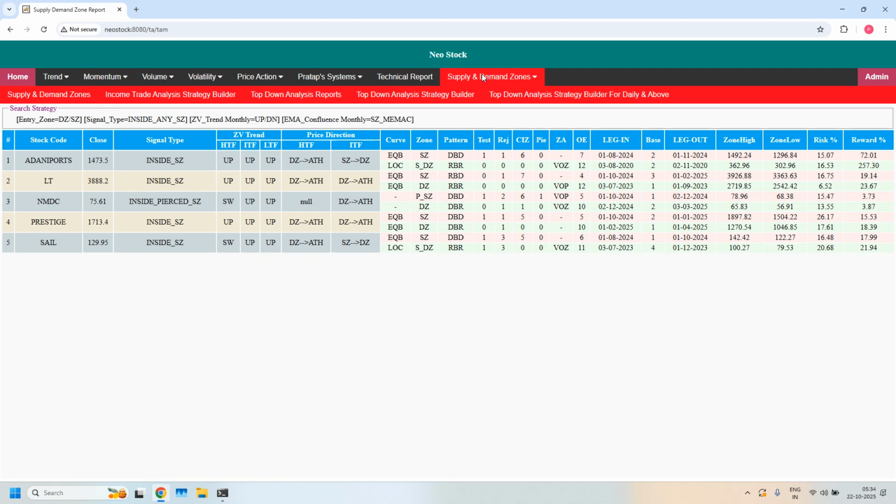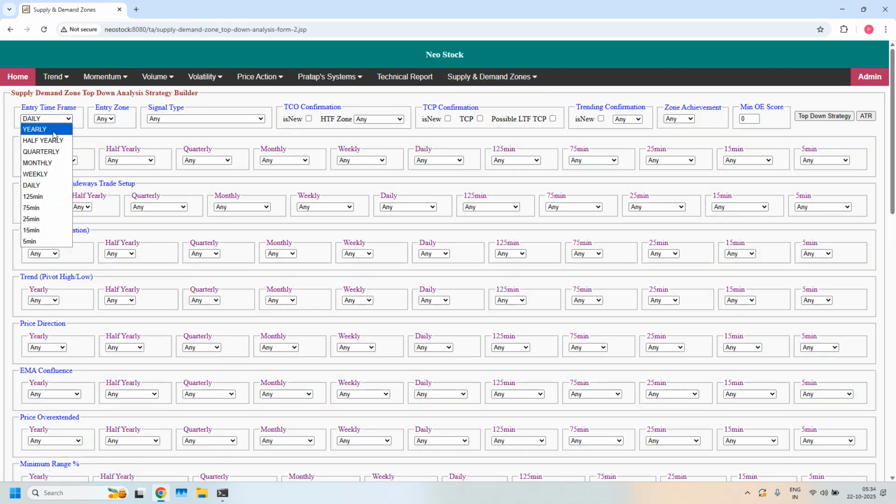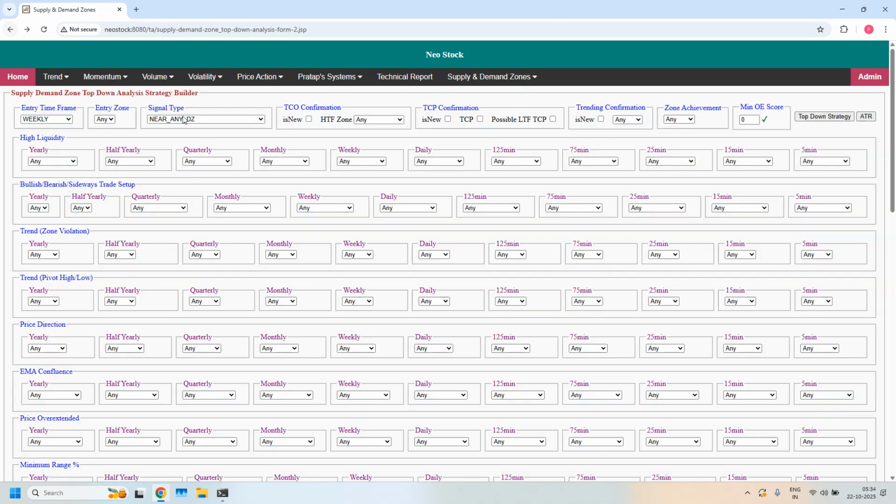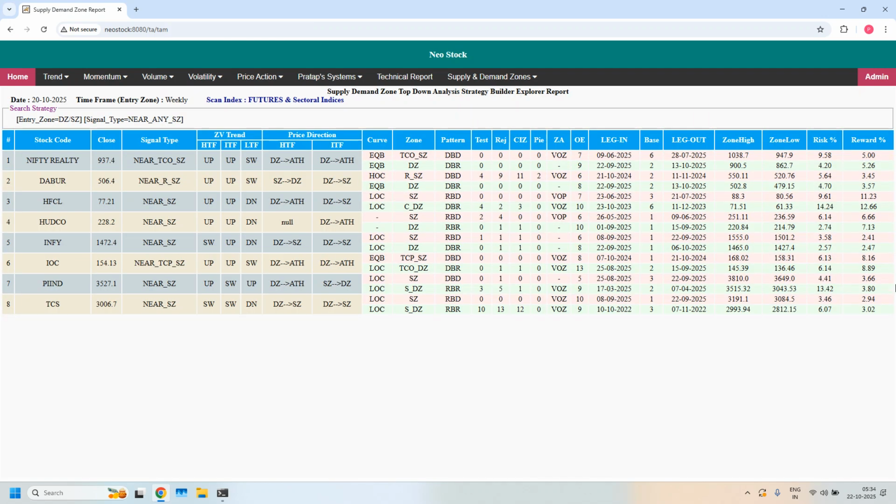Okay, next time frame is weekly. Stocks near weekly demand zone. We got 5 stocks. Next, stocks near weekly supply zone. We got 8 stocks.